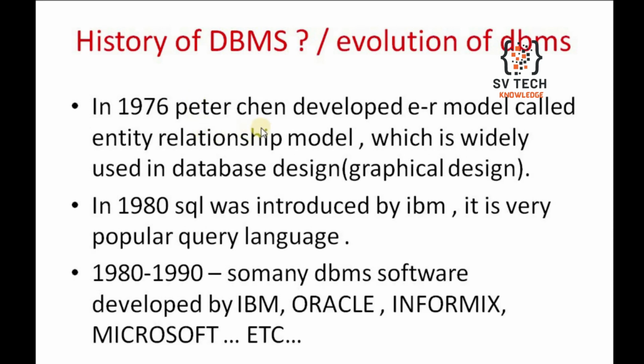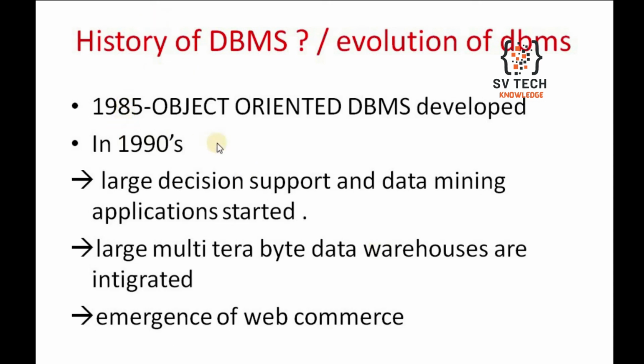In 1976, Peter Chen developed the ER model, called the entity relationship model, which is widely used in database design. This is also called graphical design. In the 1980s, SQL was introduced by IBM. It is a very popular query language. From 1980 to 1990, so many DBMS software were developed by IBM, Oracle, Informix, Microsoft, etc. In 1985, object-oriented DBMS was developed, and in the 1990s, large decision support and data mining applications were stored.